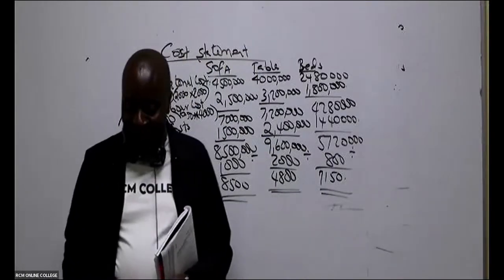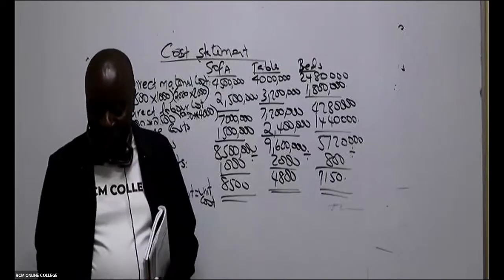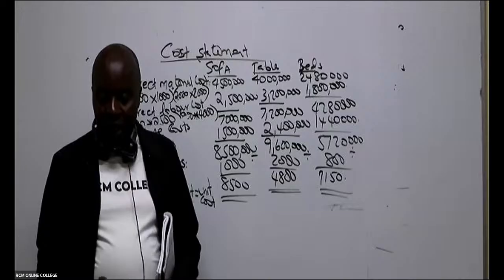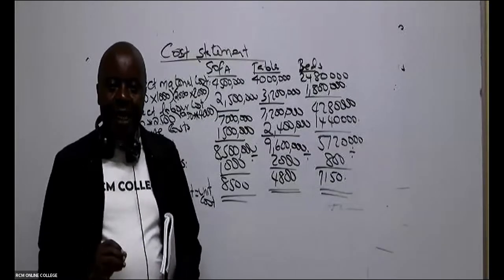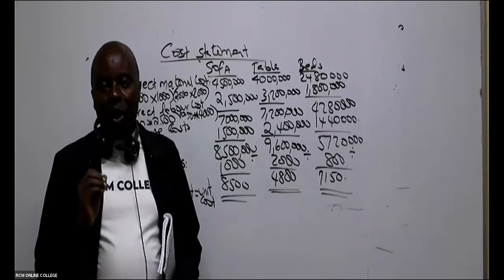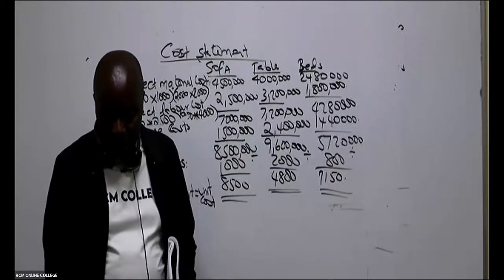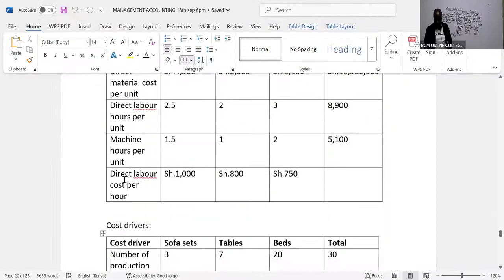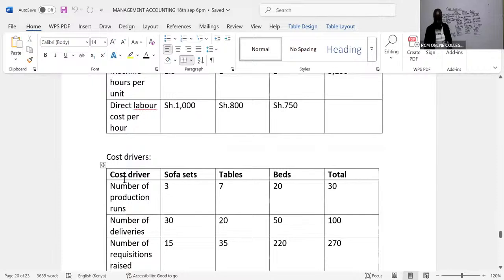We shall overcome. We shall overcome. And then number 2, they want us to take you through what we call activity-based costing.